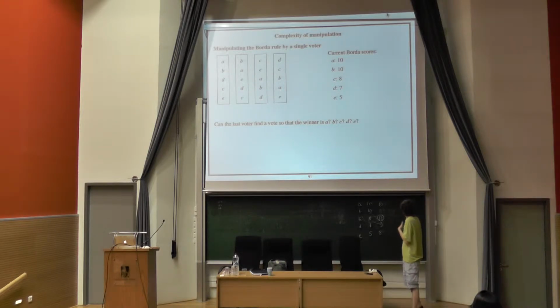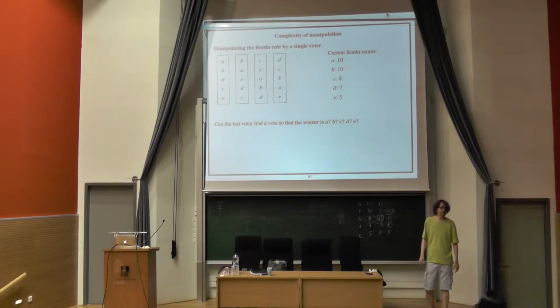What about D? We use the same algorithm. We give 4 points to D, that's 11, and then 3 to E, and then 2 to C, and we have 1 here and 0. So this will depend on the tie-breaking priority. Maybe yes, maybe no. It depends whether B has priority over D or not. Can we elect E? No.